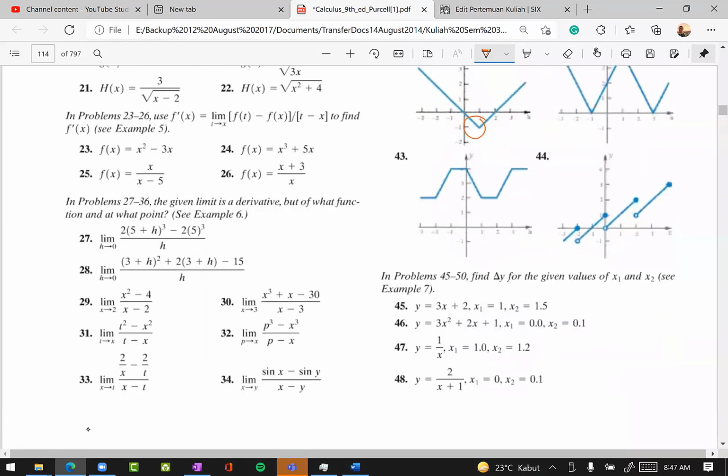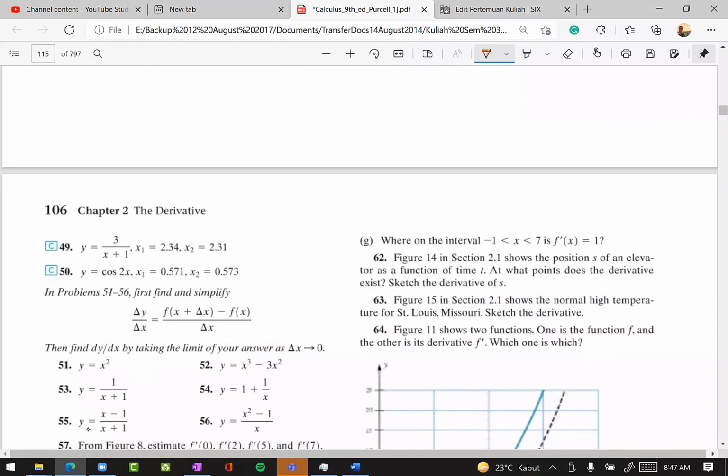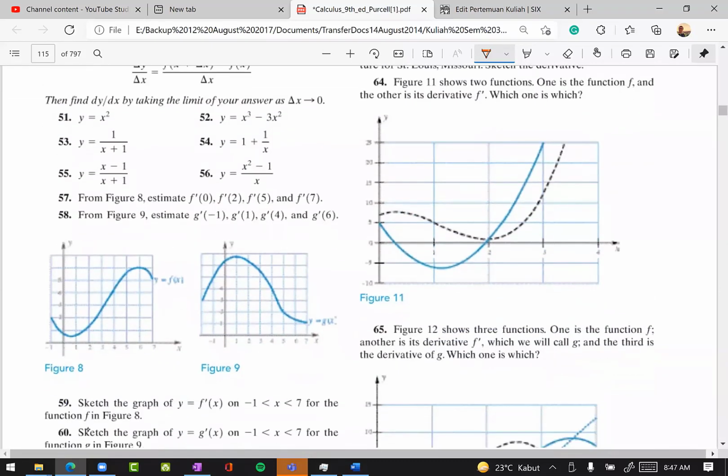So then now the problems, let's see. Okay, so based on, let me just talk about this problem last 64. Can you see already the graph? So we have two graphs, the solid blue and the dotted black. It tells you that one is f, one is f prime, one is the derivative. So you gotta choose which is which.